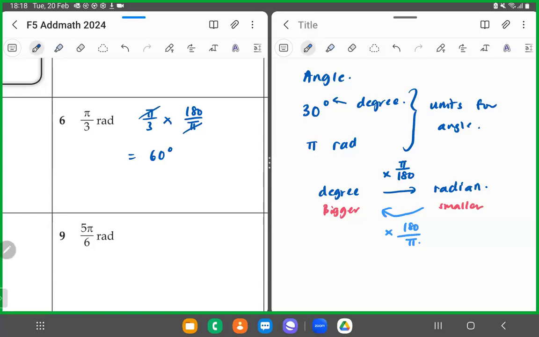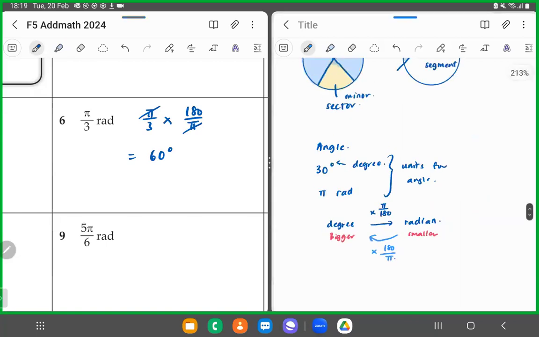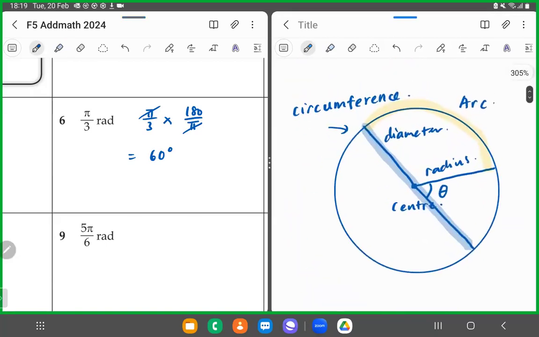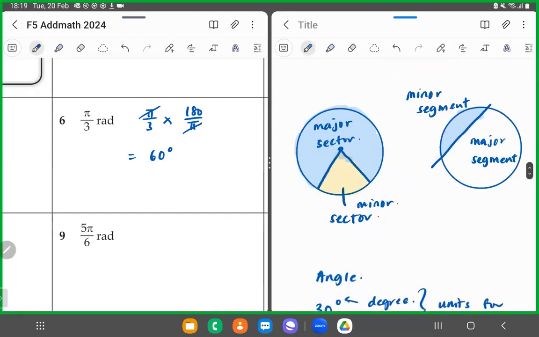No problem. Okay, for those who are new joining to the group here, to this class here, what am I talking about? The first thing we have learned here is the name for the part of a circle: circumference, arc, diameter, radius, center, degree, the angle.